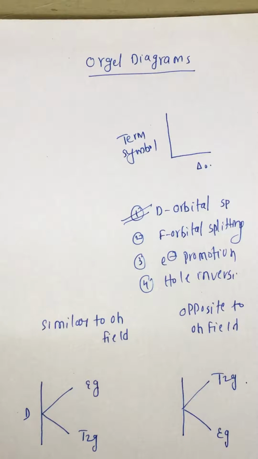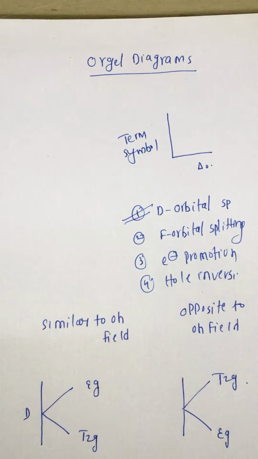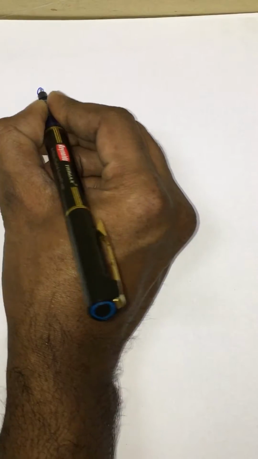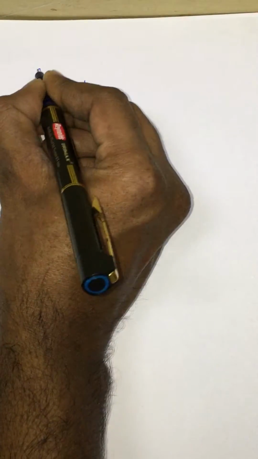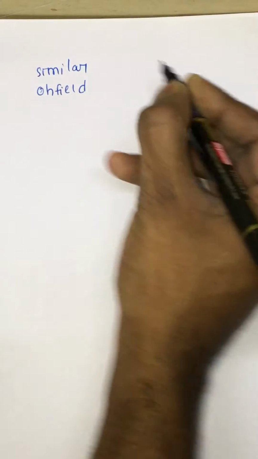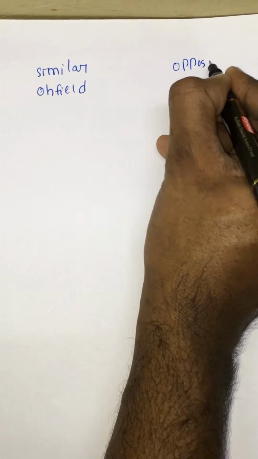So in octahedral field it splits into T2g and Eg, and T2g is the lower energy state and Eg is the higher energy state. Whereas opposite to octahedral field it splits into Eg as the ground state and T2g as the higher energy state. Similarly, f orbital splitting also has two types. First we will see how it splits in octahedral field, similar to octahedral field, and opposite to octahedral field.